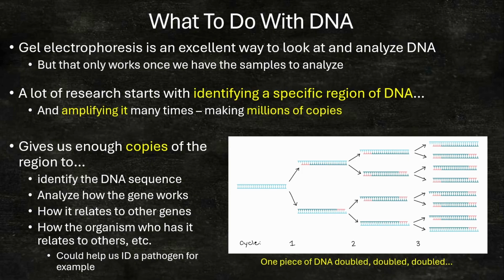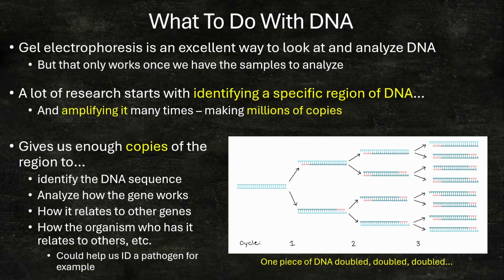Now, this tactic is really useful because it gives us many copies of a specific region of DNA to do many different things. We could identify a specific DNA sequence, we could sequence it to figure out the A's, T's, C's, and G's that make it up, and therefore also figure out what it codes for. We could analyze how that gene actually works and look at its architecture. Does it have exons? Does it have introns?